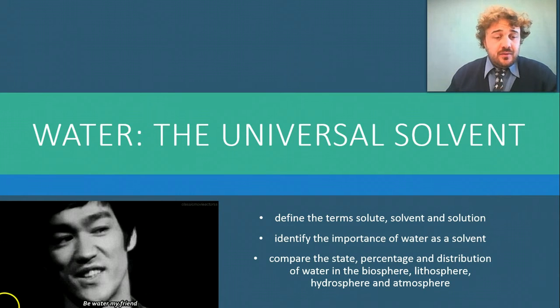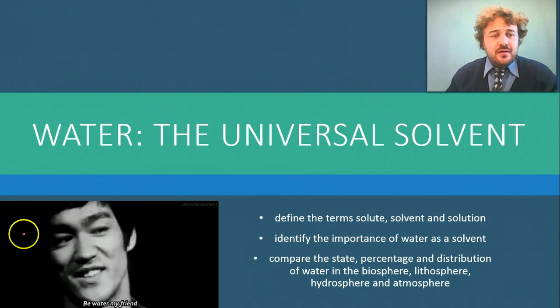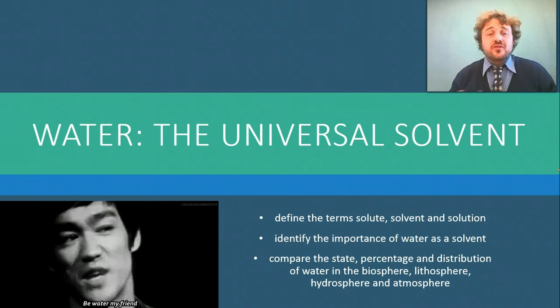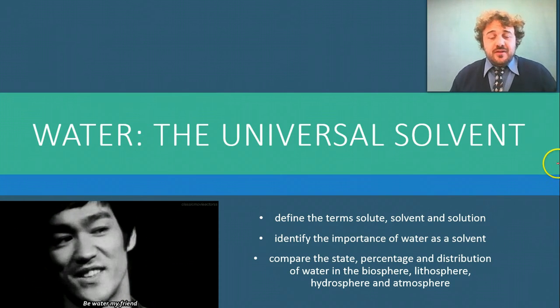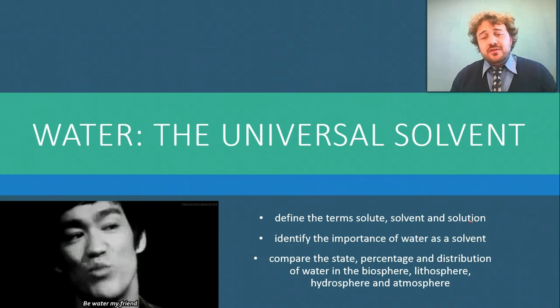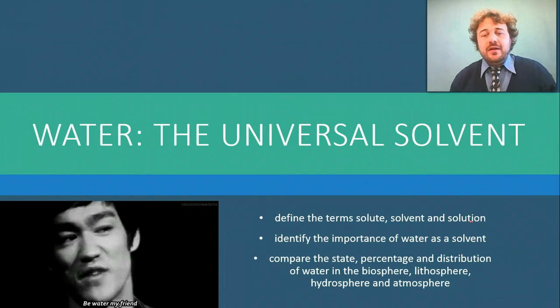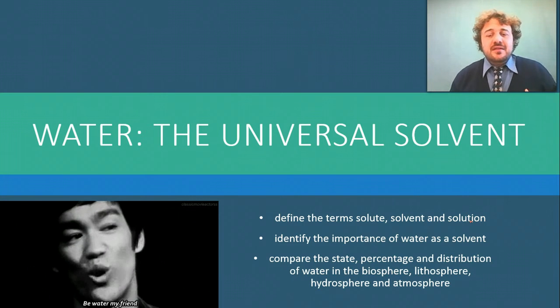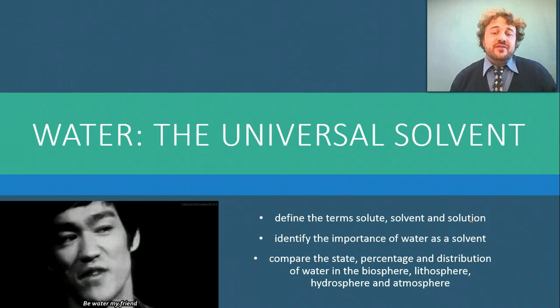Okay, so today we are going to talk about water, and what is called the universal solvent, and we're going to go through why. Our dot points that we're going to cover today: we're going to define the terms solvent and solute, identify the importance of water as a solvent, like why it's the one, and compare the states and percentages of it throughout the four different spheres we've covered so far.